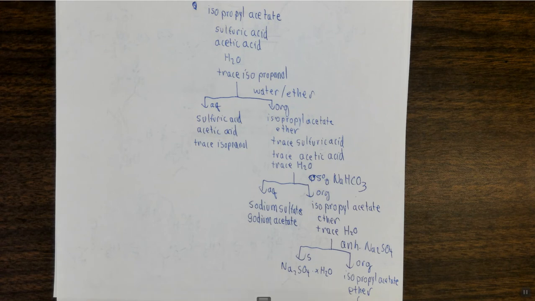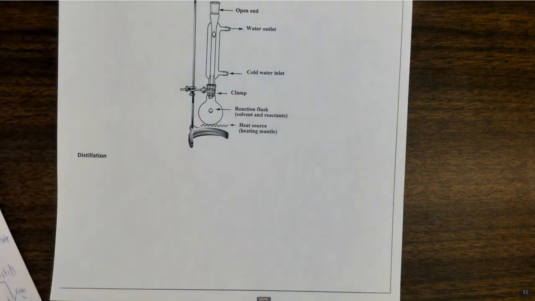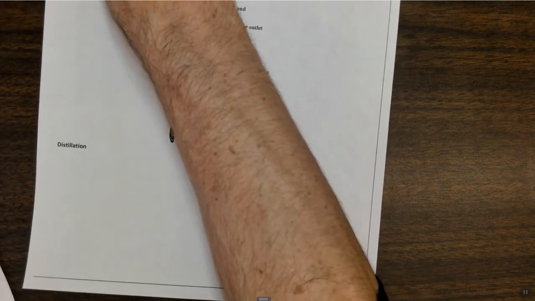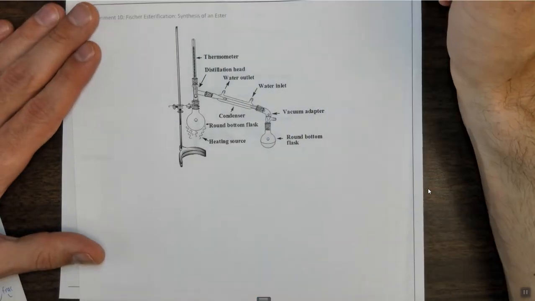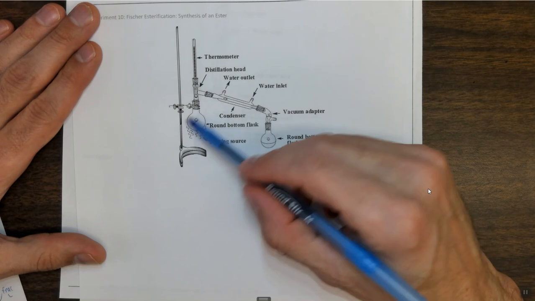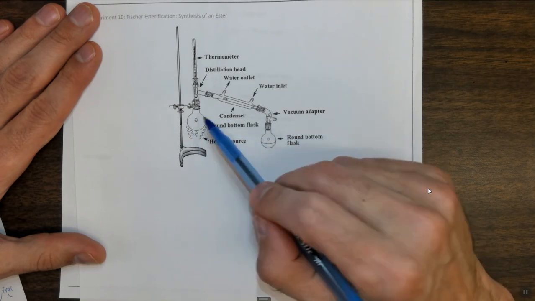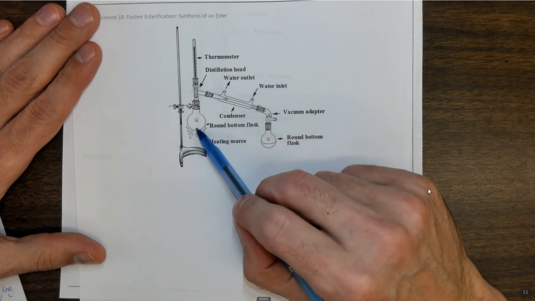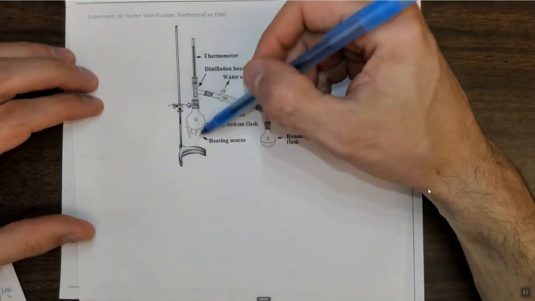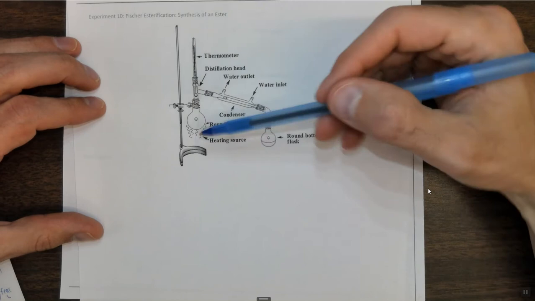The next thing that I want to talk about a little bit is distillation. So you may recall from last semester that we set up this distillation apparatus. So you're going to put your mixture, after you do the separatory funnel that we just talked about, you're going to put your organic layer in here, and then you're going to dry it. Oh, you're going to dry it, then put it in here. Okay, and then you're going to heat this.